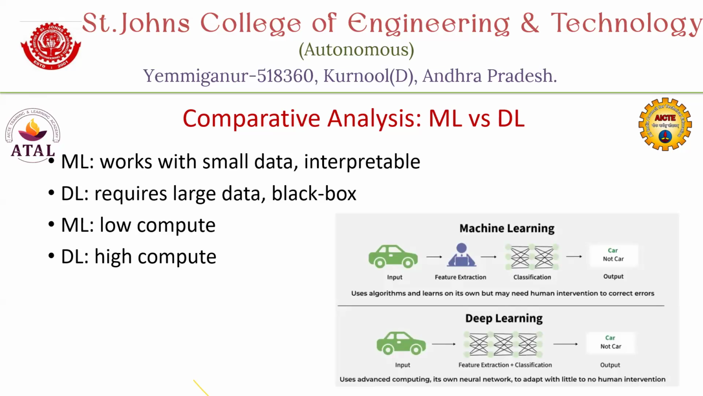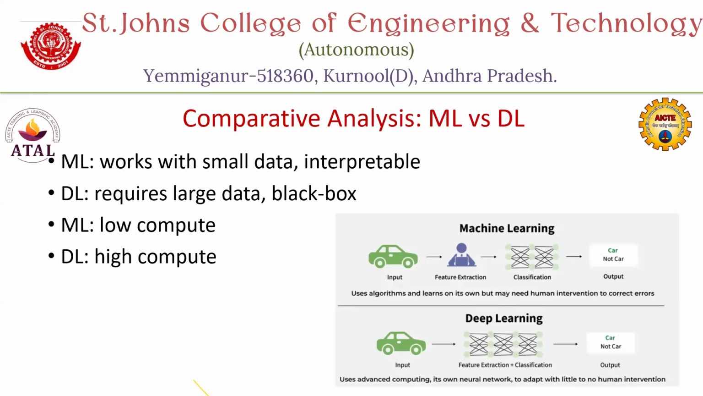Here I'm using the word black box. What is meant by black box? That is, I don't know what is going to happen in that layer or in that algorithm. It is like a black box where I give the input on one side and get the output on the other side. This is how it is in deep learning. And in machine learning, the computational complexity is low, whereas in deep learning the computational complexity is very high.